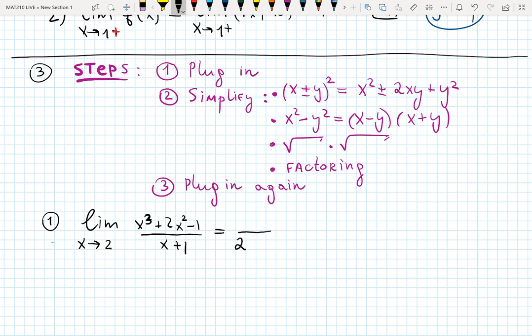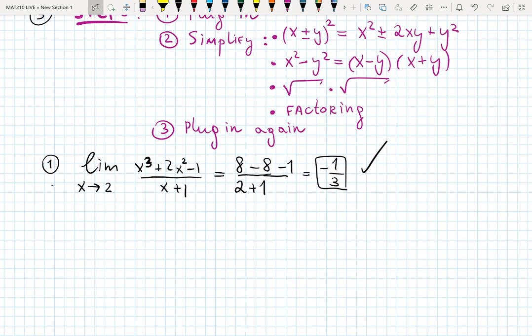2 plus 1, that's completely okay, so you just need to calculate everything carefully. I will have 2 cubed, that's 8, plus 2 squared, that's 4, minus 1. So the answer is 11 over 3. Done. How fast is that?